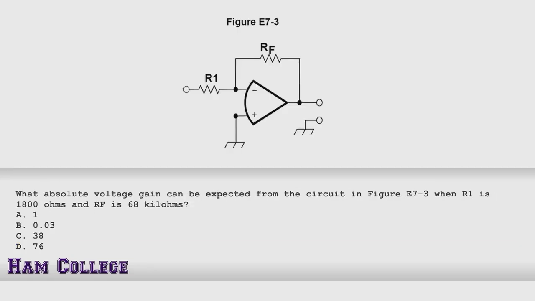What absolute voltage gain can be expected from the circuit in figure E7-3 when R1 is 1800 ohms and RF is 68 kilohms? A, 1. B, 0.03. C, 38. Or D, 76. I divided 1800 by 68,000 because it's kilohms, and I got 0.026, which should round to 0.03. So I think it's going to be B. Unless I just blew it.